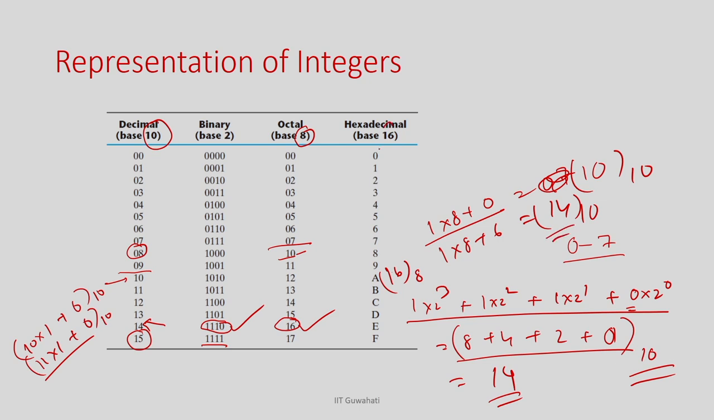In hexadecimal, your values are 0 to 9, that is 0, 1, 2, 3 to 9, and then we use A, B, C, D, E and F to represent the next numbers. So, A means 10 in decimal, B means 11, C means 12, and so on, F means 15. So, this is the conventional number system that we are mostly familiar with.